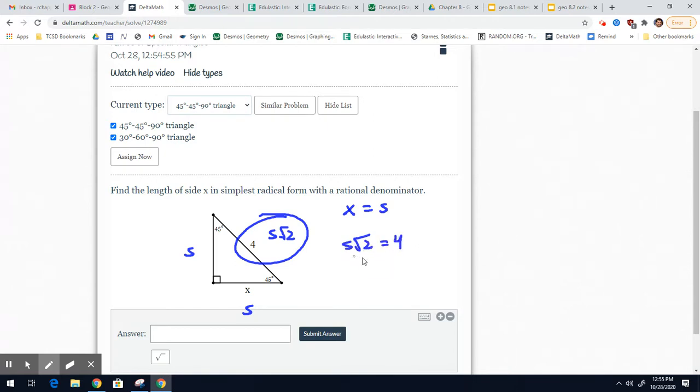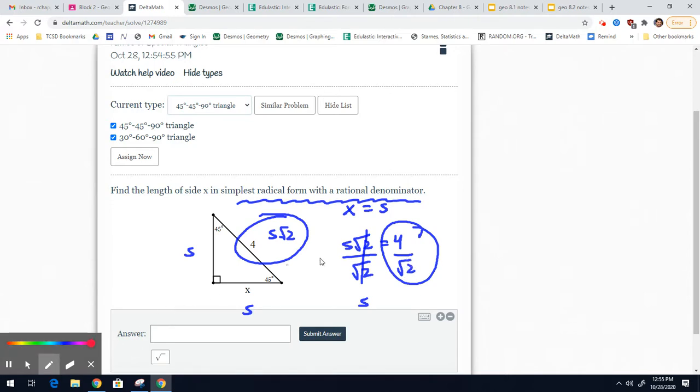To get the s by itself, we have to get rid of the square root of 2. To get rid of the square root of 2, we need to divide by the square root of 2 on both sides. They cancel here. There's your s. And now this requires some work because notice it says simplest radical form with a rational denominator. The square root of 2 is considered irrational. That's not a rational denominator. So here's what you have to do. You have to take the top and bottom of this fraction and multiply by that square root of 2.